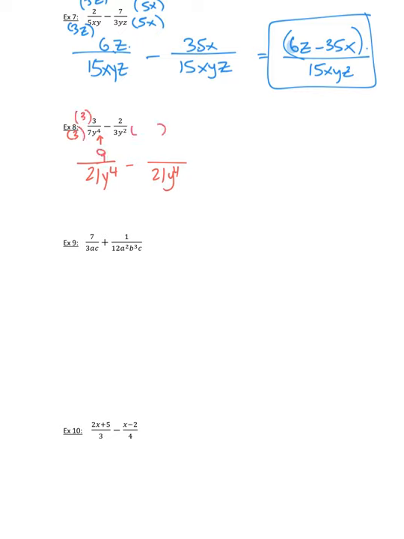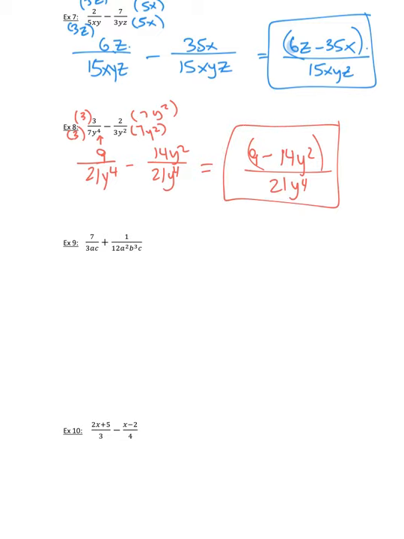In my second denominator, I would need to multiply by 7 to get to 21, and I also need y squared to get to y to the 4th. So my numerator gets multiplied by 7y squared, and I end up with 14y squared. I can't subtract my numerators. They're unlike terms, so I just leave it as 19 minus 14y squared all over 21y to the 4th. This cannot be factored, so there's no common factors. Final answer.